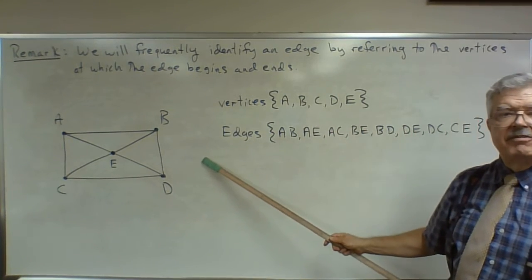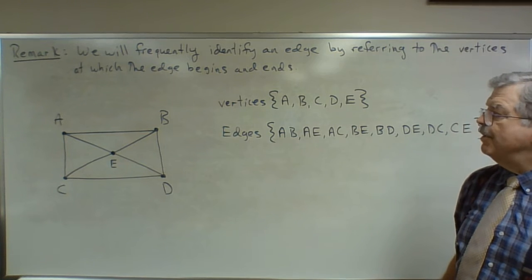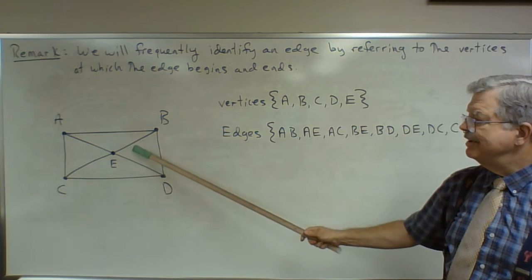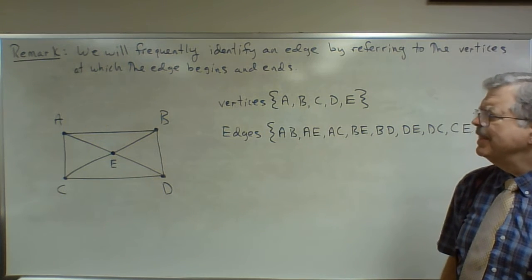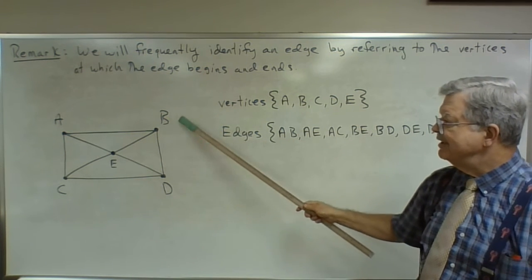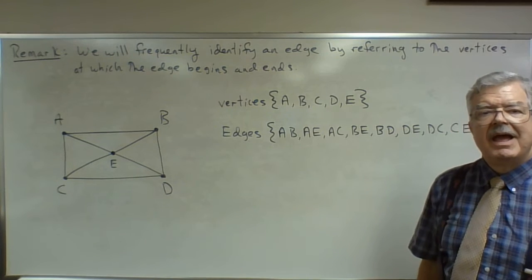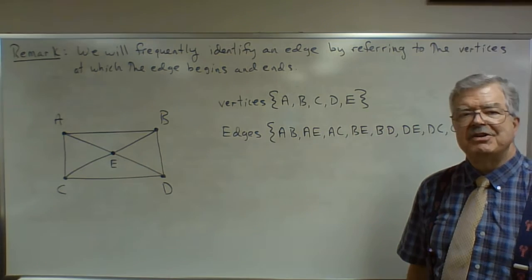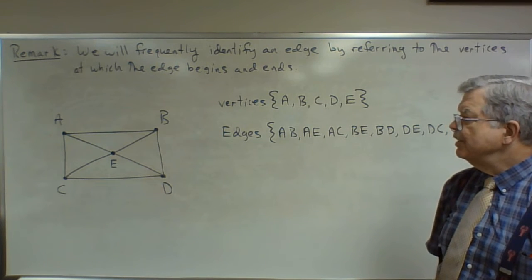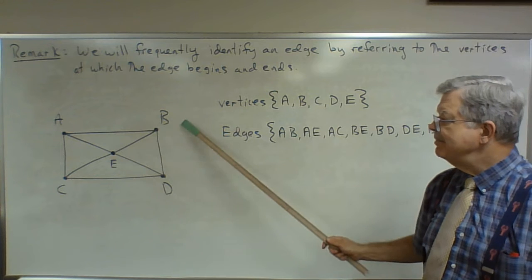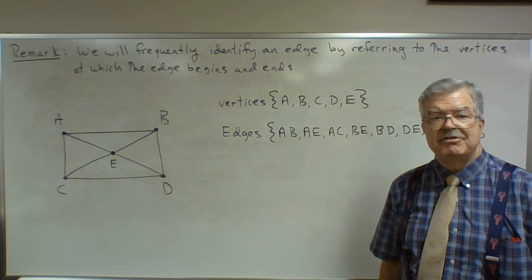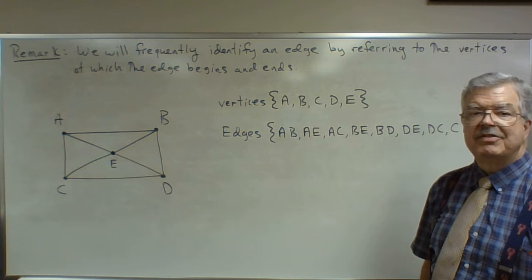We looked at this graph before, but we called the vertices V1, V2, V3, V4, V5. And we called the edges E1, E2, E3, E4. Here, we've named the vertices A, B, C, D, E. And we've named the edges according to the vertices that they join together.